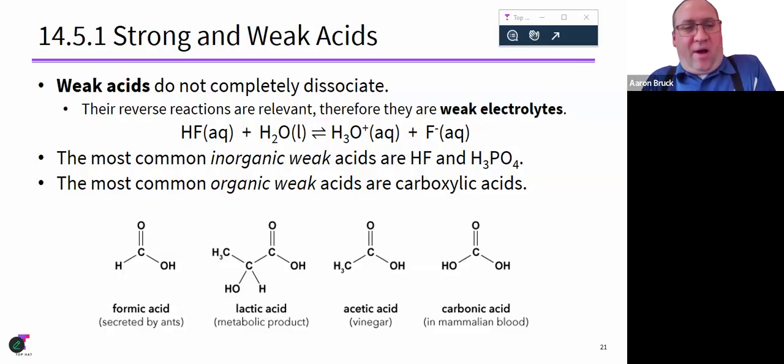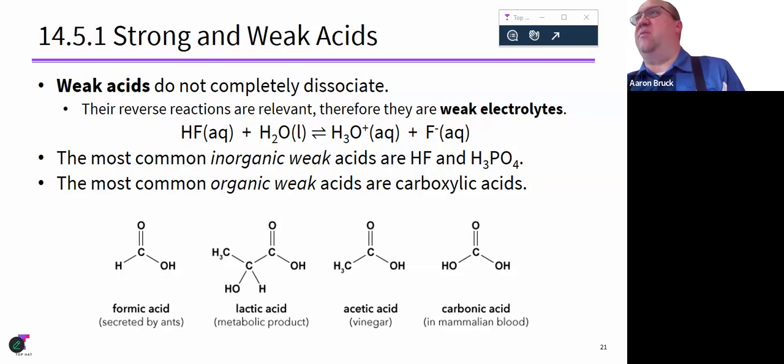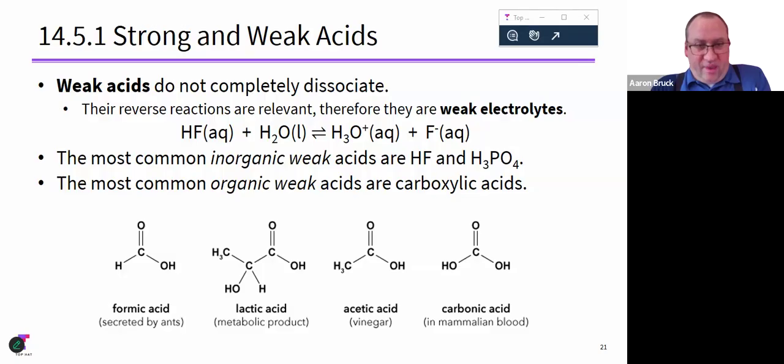Lactic acid, that is a byproduct of metabolism. If you do a lot of anaerobic activity, lactic acid will build up in your muscles. That's one of the things that makes your muscles feel achy and fatigued during exercise. Probably the most common one that we know is acetic acid. That is what is in vinegar. Vinegar is roughly a 5% solution of acetic acid in water. So that classic smell that you get is actually from the acetic acid, and also the tartness.